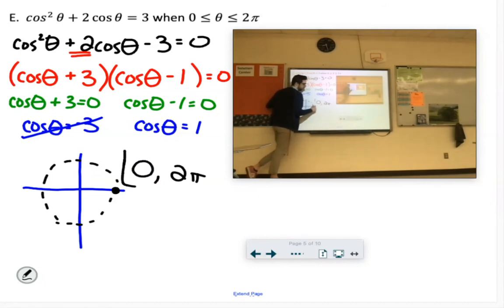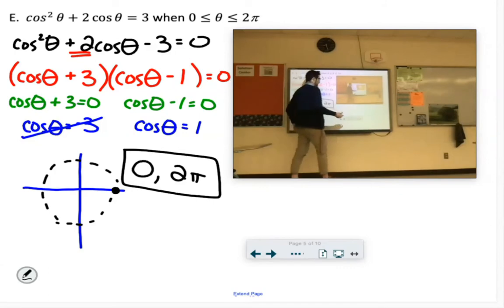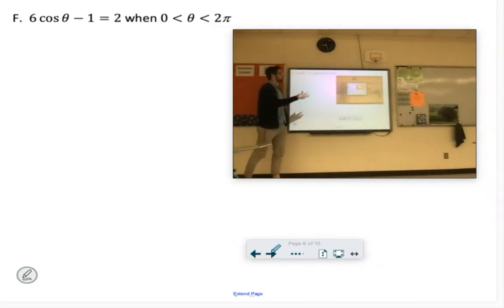So 0 and 2 pi. Nice. You could say 0 pi and 2 pi, but 0 pi is just 0. Now we're going to have repeats. These are kind of like extra practice problems for ones we did. We've done all the types of problems.